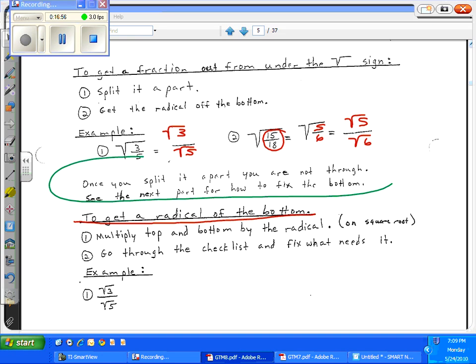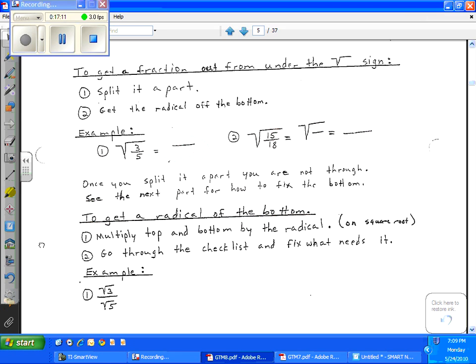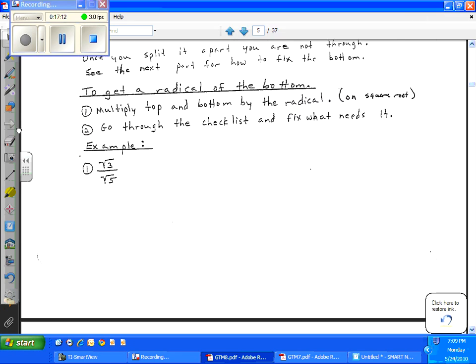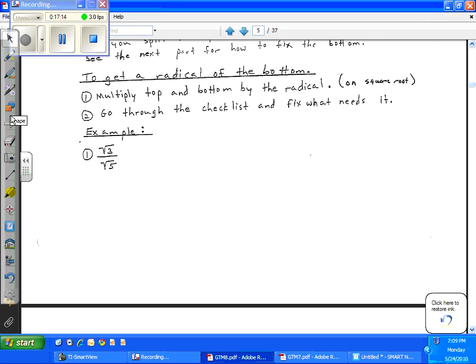Now, once you split it apart, you're not through. We're not supposed to leave that radical down there. And so the last thing is, how do you get rid of that radical? How do you not let there be a radical on the bottom? Well, we call it rationalizing the denominator.